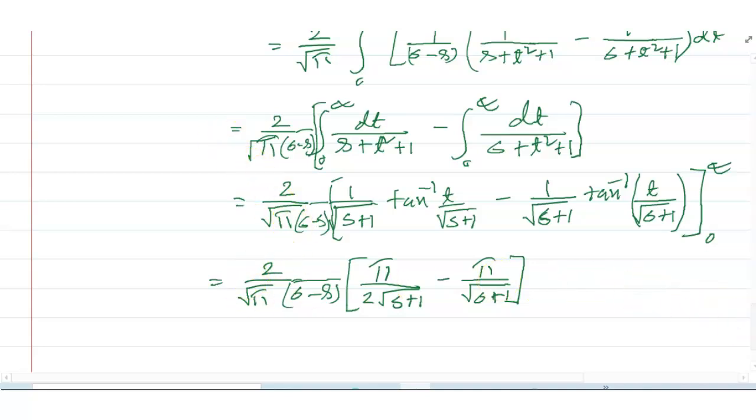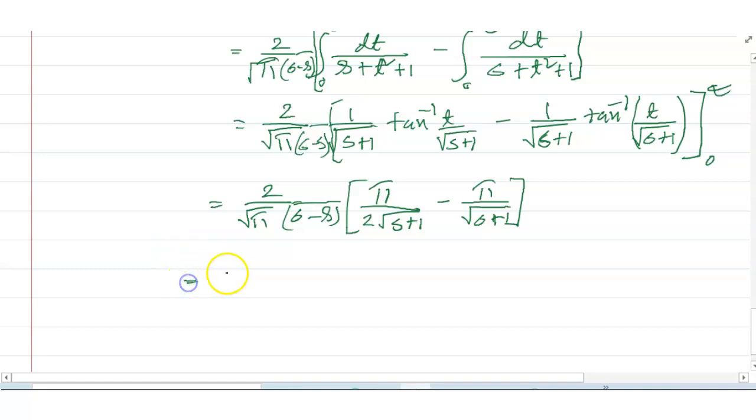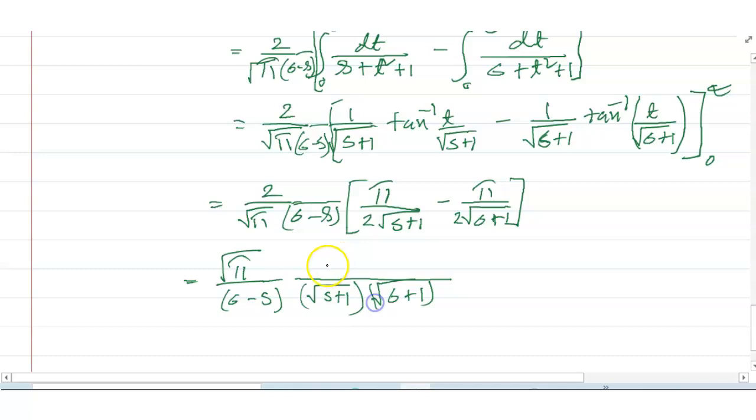So friends, whatever I get, this is the calculative problem. I get 2 and 2 here also, 2 and 2 will cut, so I get pi divided by root over sigma minus s into root over s plus 1 into root over sigma plus 1 into root sigma plus 1 minus root s plus 1.